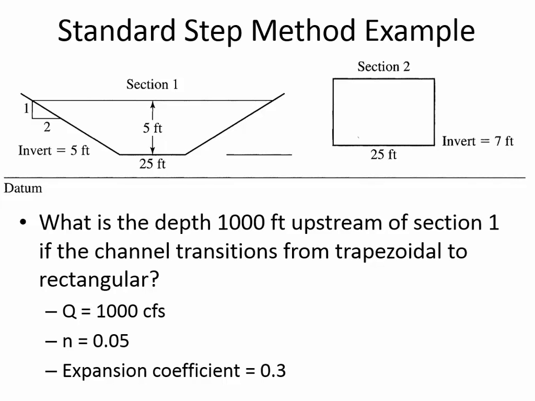And then the cross-sectional area for critical conditions is 25 times y sub c plus 2 times yc squared, and then the cross-sectional area is cubed. So again, we can use solver to find out that the critical depth y sub c is 3.346 feet. Okay. No, because the square root of 1 is 1.